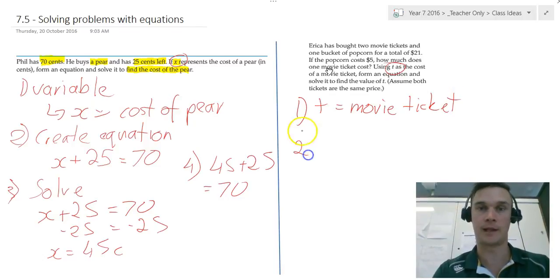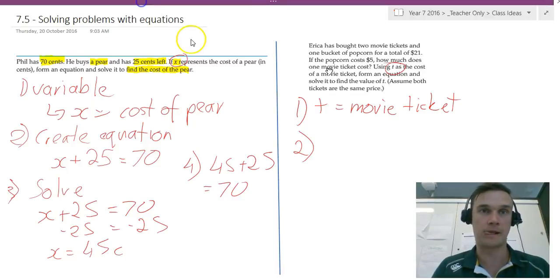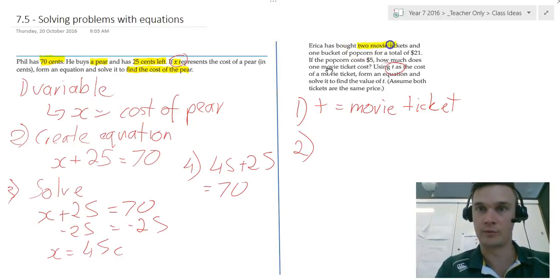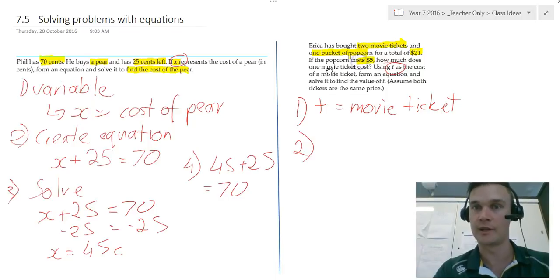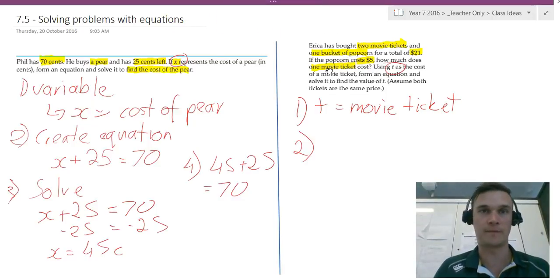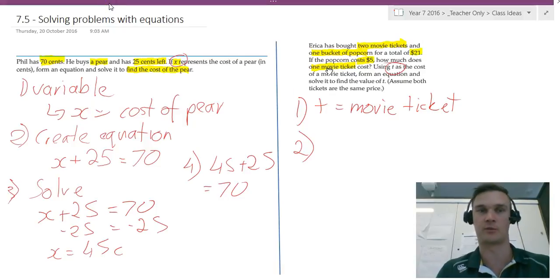Step 2, okay, you're going to create the equation and go through and highlight these special parts. So I'll get my highlighter here. So Erica has bought 2 movie tickets, so I know I've got 2 of them, and 1 bucket of popcorn for a total cost of $21. The popcorn actually costs $5, so how much does 1 movie ticket cost? So we want to find out how much 1 movie ticket costs. So now I can create an equation, and I'll do that by working out the best method of how this sentence will make sense.